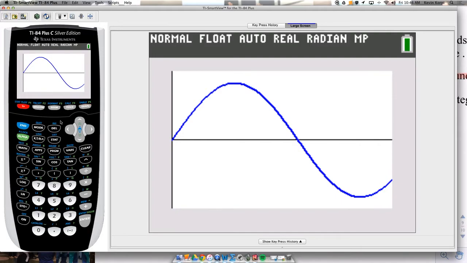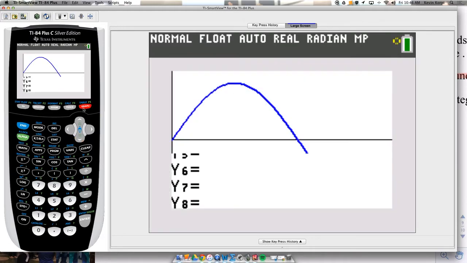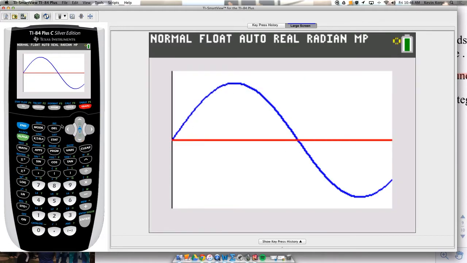Yes. And here's the quick way to do it. If you graph 0 down here, let's graph it. You can find the X-intercept. We could also find it algebraically using the unit circle, but let's just do it this way. Second trace, number 5. Enter, enter, enter.